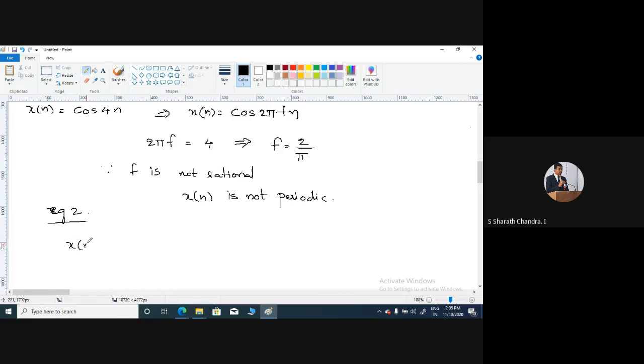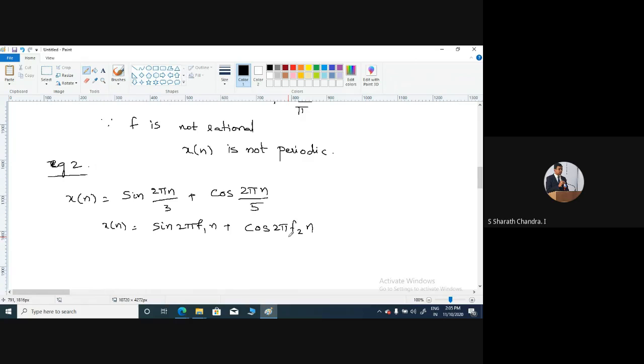Example 2, where I consider a composite signal like x of n, which is a sum of two discrete time signals: sine 2 pi n by 3 plus cos 2 pi n by 5. I would like to compare this with x of n equal to sine 2 pi f1 n plus cos 2 pi f2 n. We shall individually find out the frequencies and check whether they are rational numbers or not. And if they are, let us also find out the individual fundamental periods.